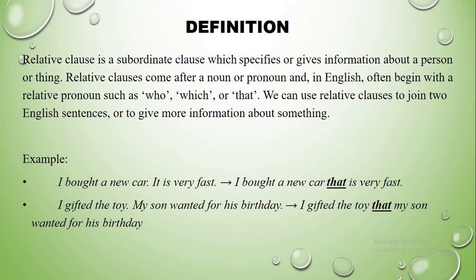Let us see some examples. I bought a new car. It is very fast. Here we find two sentences, and using the relative clause we join these two sentences into a single sentence. I bought a car that is very fast. Here the word that is acting as a relative pronoun and it joins the two sentences.